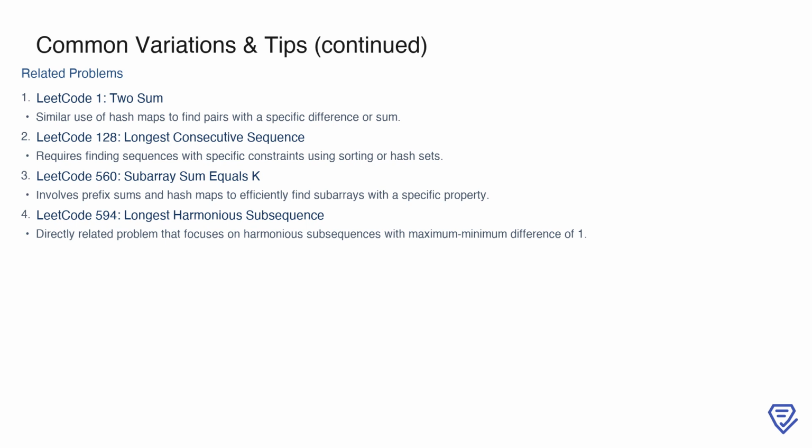Another useful problem is LeetCode 560, subarray sum equals k, which relies on prefix sums and hash maps to efficiently identify subarrays with a given property. These problems highlight the importance of recognizing patterns, leveraging optimal data structures, and efficiently managing constraints. Of course, LeetCode 594 itself, the longest harmonious subsequence problem, focuses specifically on finding subsequences where the maximum and minimum values differ by exactly 1, making it a natural extension of these related challenges. Solving these problems together can strengthen your grasp of efficient algorithms and problem-solving strategies.